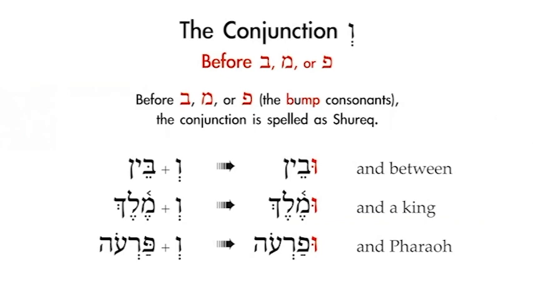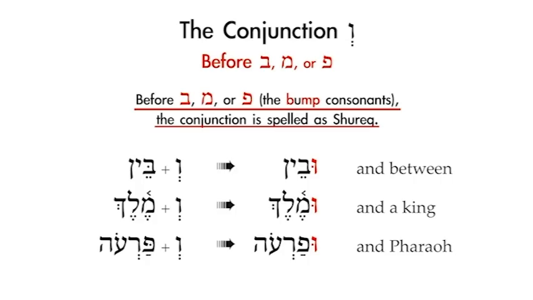The first is this, that before certain consonants, bet, mem, or pe, we're going to have a slightly different spelling feature. This is known as the bump rule. Before bet, mem, or pe, the so-called bump consonants, the conjunction is spelled as shureq. Now, the word bump is another mnemonic device to identify bet, mem, and pe. And here the conjunction is spelled as shureq.